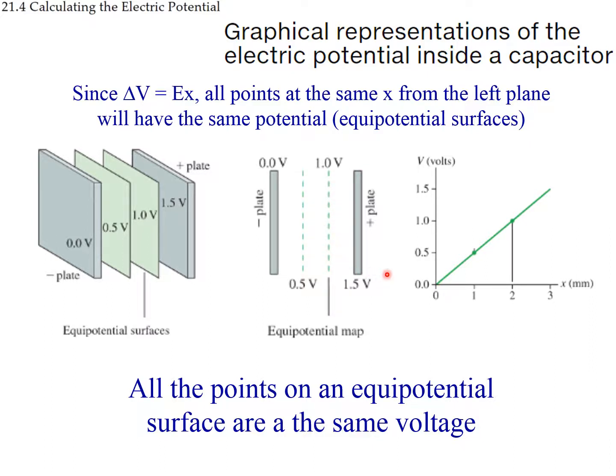We can draw the voltage as a function of the distance away from the negative plate, and we can see that it's just a straight line, like dictated by this. So all the points on an equipotential surface have the same voltage. That's going to come in handy later on.